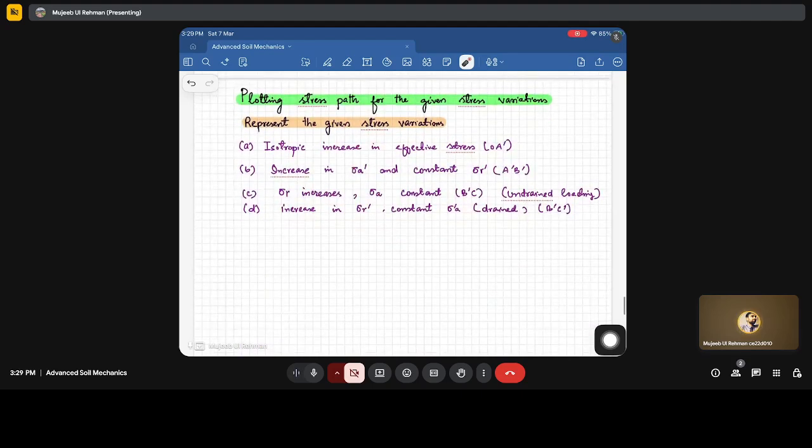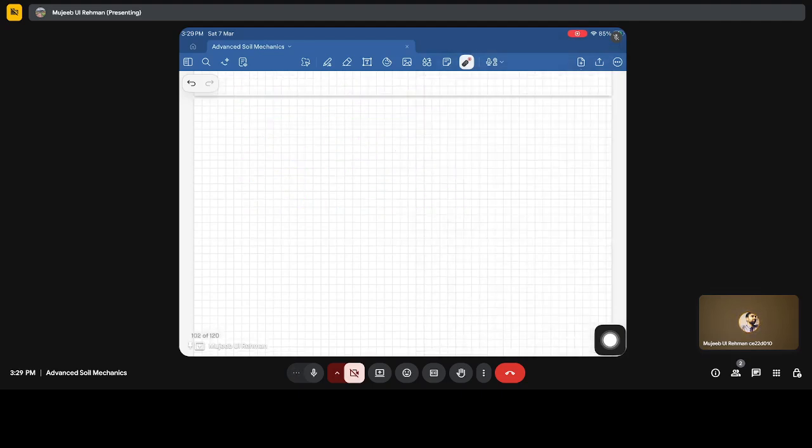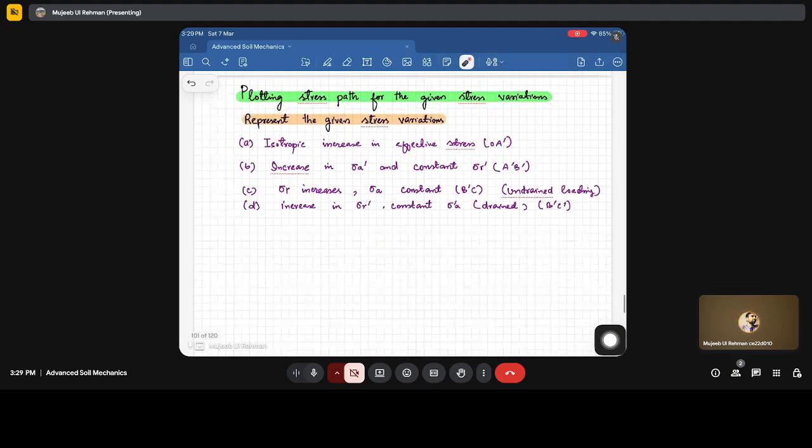Now comes the implementation part, where we are actually plotting the stress paths. This is just to understand how we use the knowledge of stress paths for understanding the loading sequence, fine. So we are going to plot the stress paths for these stress states. I will do one or two, and the rest you can try, or I will try to complete them quickly, because there are a lot of things to discuss.